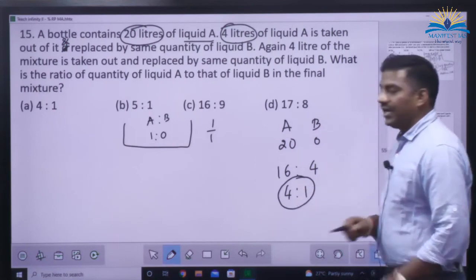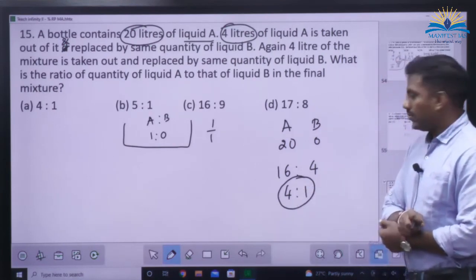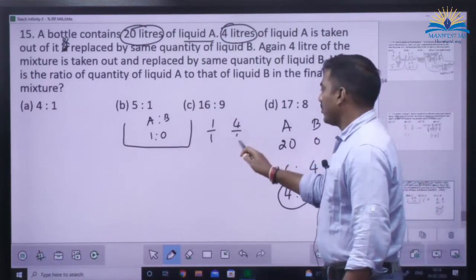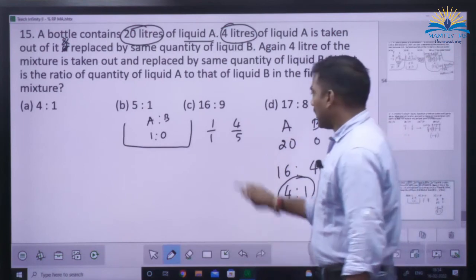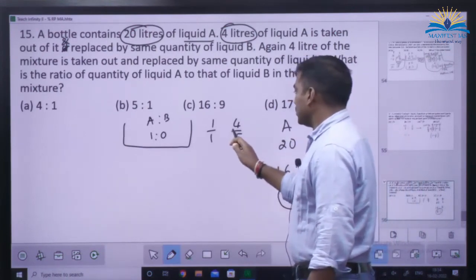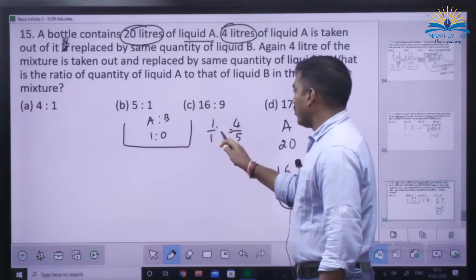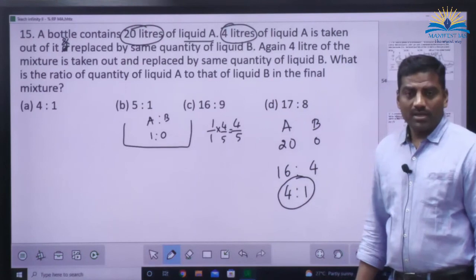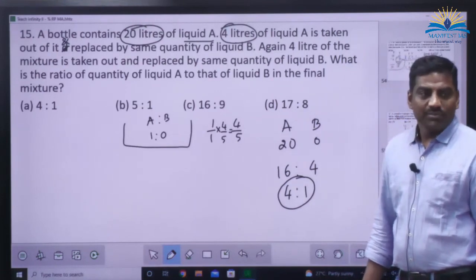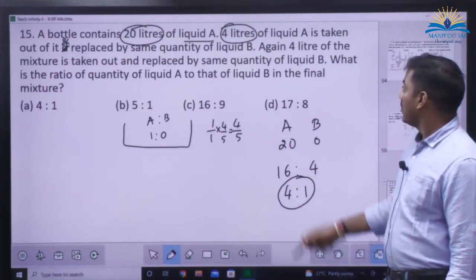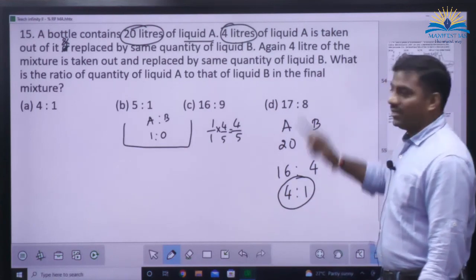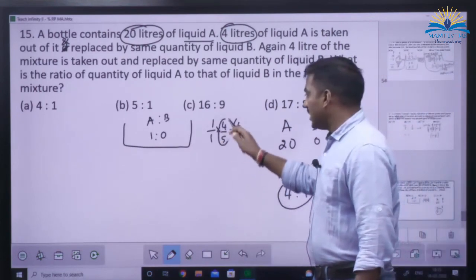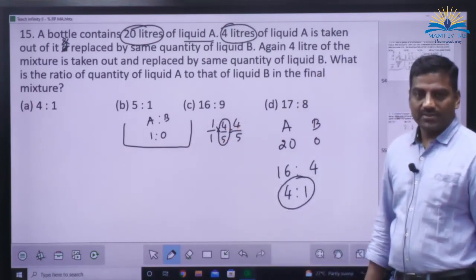So what you are making? What is the concentration of A here? 4 by 5. So earlier it was 1. Now it is 4 by 5. What you have multiplied with? 4 by 5 only. You multiply anything to 1, you will get the same thing. And again this is done. Again this is done means, again the concentration has compromised.